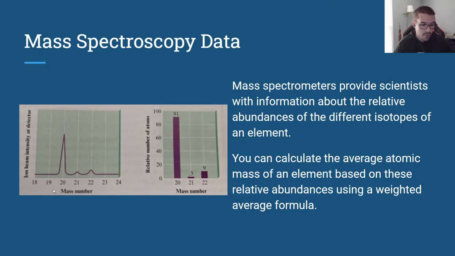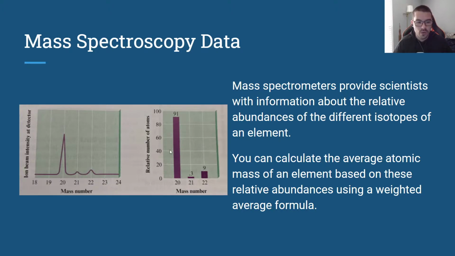So for this element, whichever element it was, mass number 20 had a very high peak. That means that the isotope 20 version of whatever element this is, it turns out to be neon, okay? That means that neon 20 is the most common isotope of neon. Neon 22 is the second most common, and neon 21 is the least common.